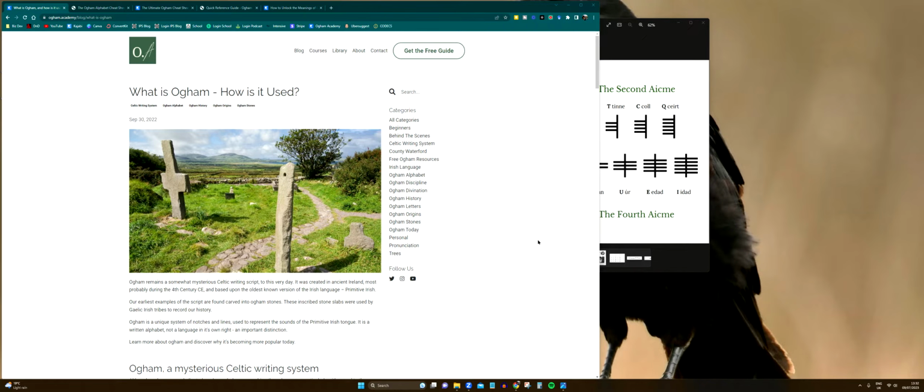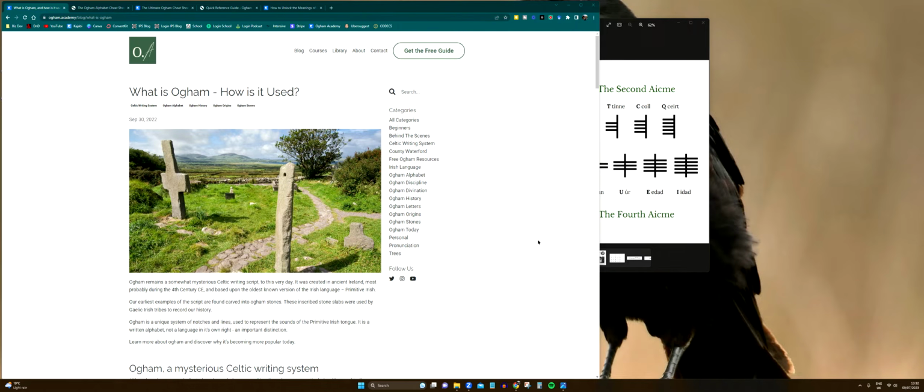So Ogham remains a somewhat mysterious Celtic writing script to this very day. It was created in ancient Ireland, most probably during the 4th century Common Era, and based upon the oldest known version of the Irish language, Primitive Irish.